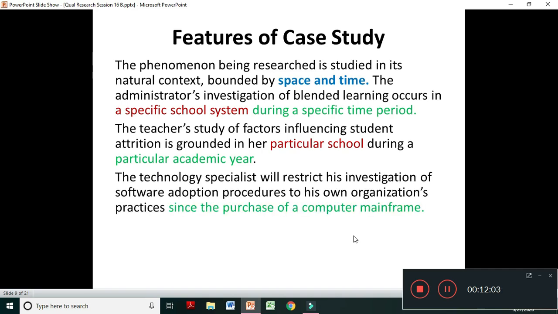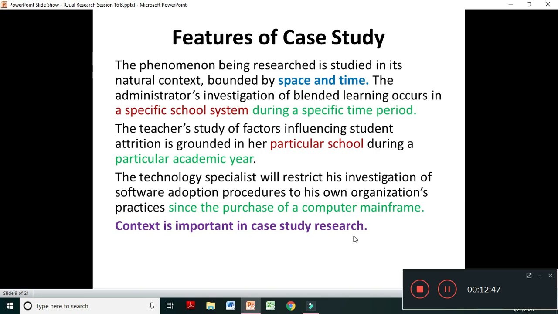The other example, the technology specialist will restrict his investigation of software adoption procedures to his own organization's practices since the purchase of a computer mainframe. Or the researcher may specify some other time bar. So again, this is an example that shows that case study is essentially space and time bound. Context: when we say that case study is contextual in nature, context means space and time. No case study can be done without contextual considerations.